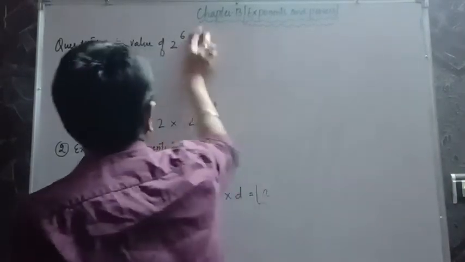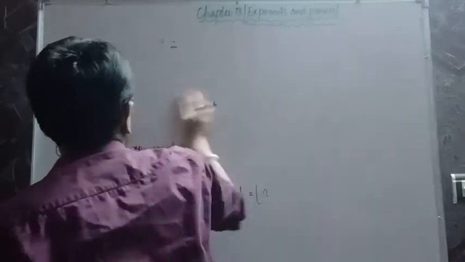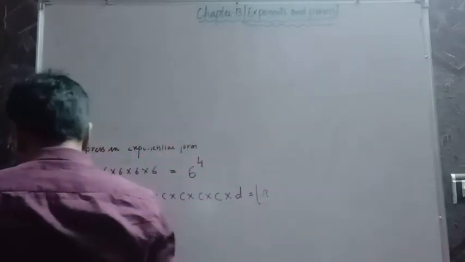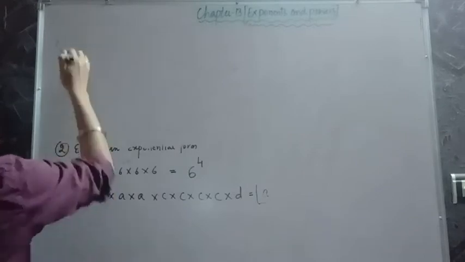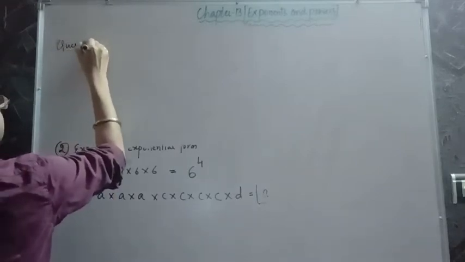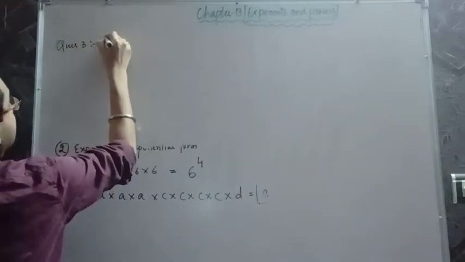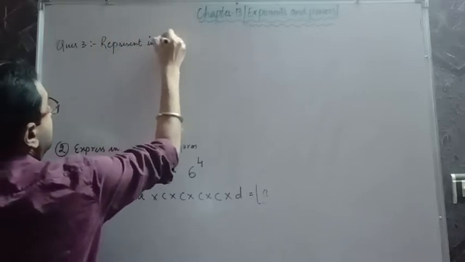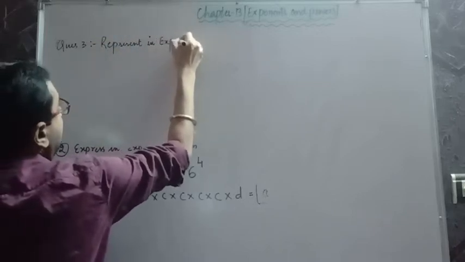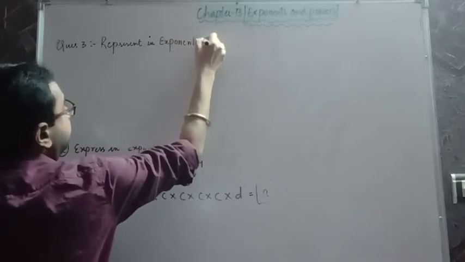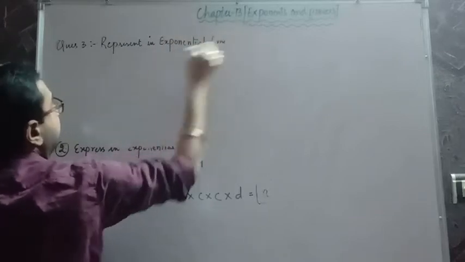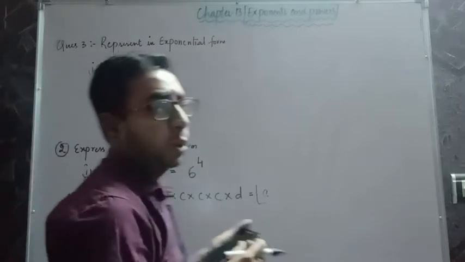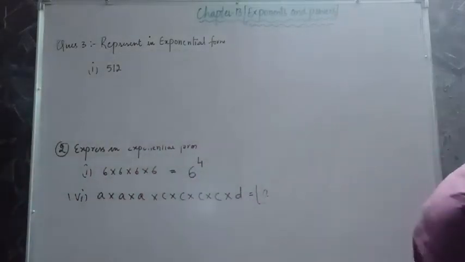We'll do question number 3. Let's understand. So I'll be taking first part, question number 3, first part. Represent again in exponential form. Now, understand the question. First part is this 512. How will you represent it?